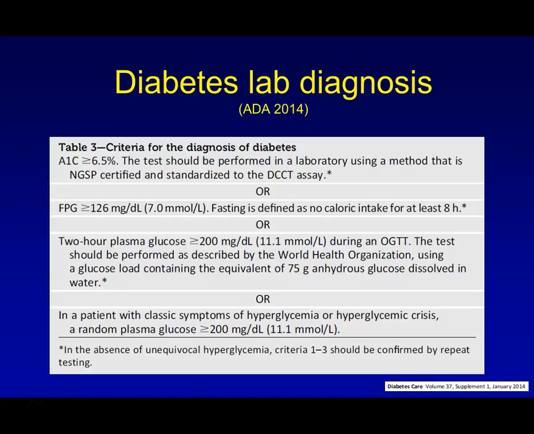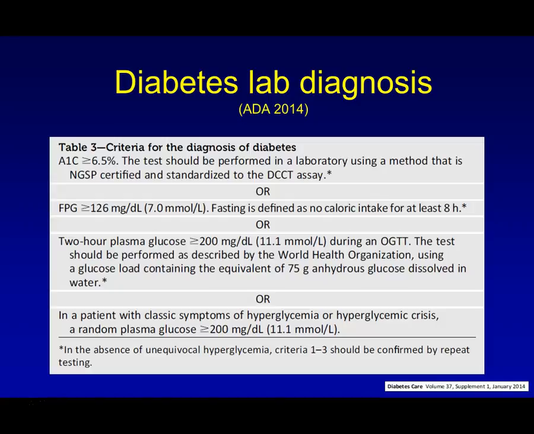Diabetes mellitus is a lab diagnosis. In other words, the diagnosis is based on laboratory measures. There are three criteria for the diagnosis of diabetes. The first is a glycosylated hemoglobin above 6.5. The second one is a fasting plasma glucose above 7 millimoles per liter. And fasting is defined as no caloric intake for at least 8 hours.